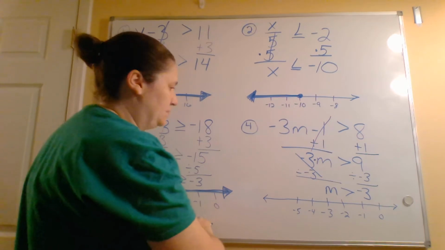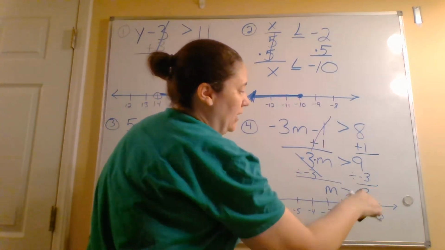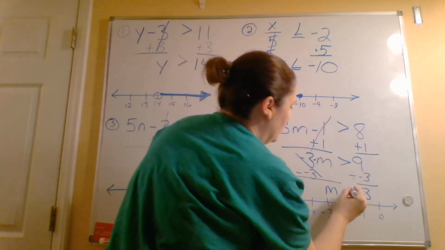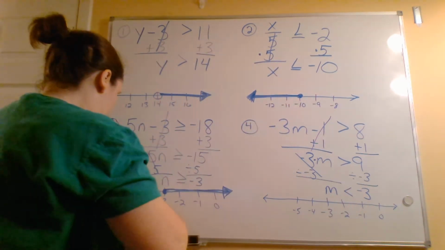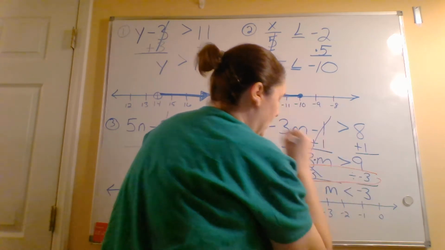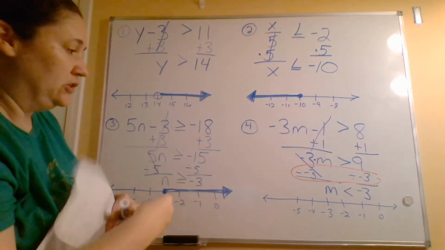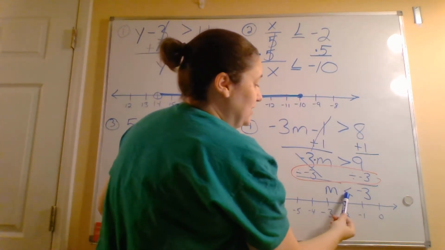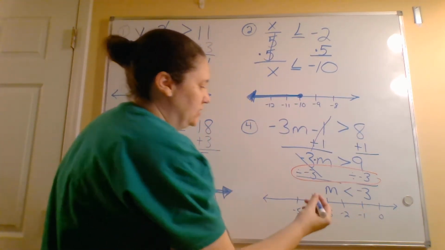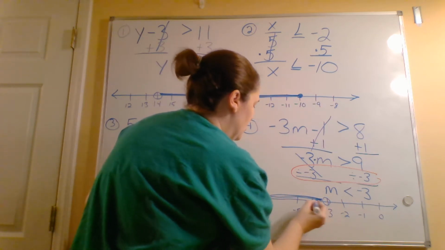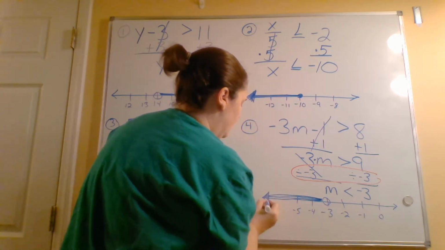Oh, I didn't flip the sign. I just divided by a negative number. That means that I need to make greater than less than. I just divided both sides of the inequality by a negative number. That is when you flip the sign. And this says I need all the numbers less than negative 3, so I need an open circle on negative 3, and these are all the numbers smaller than negative 3.